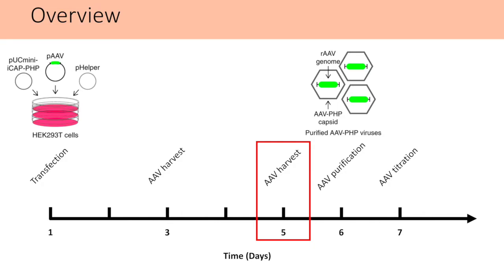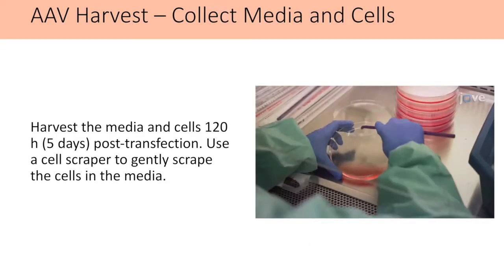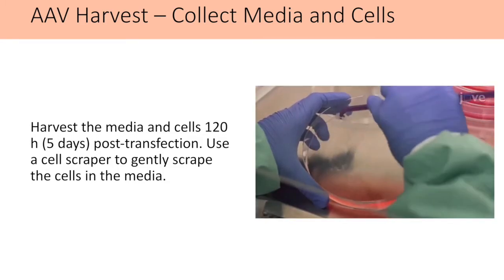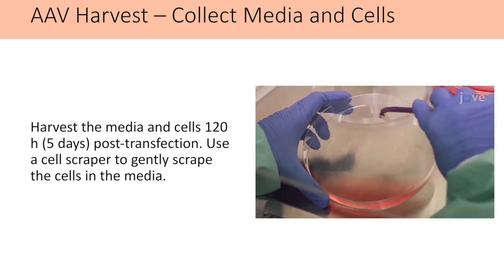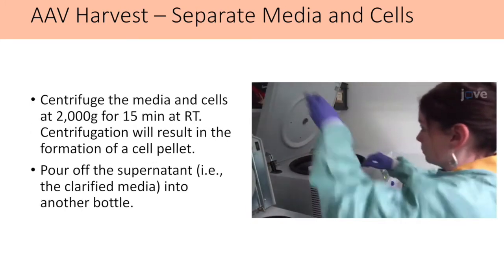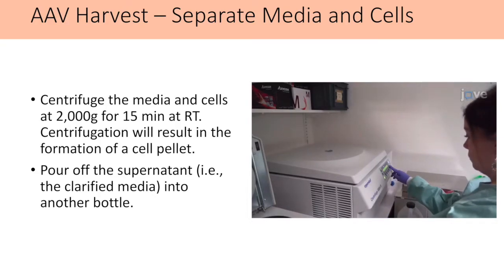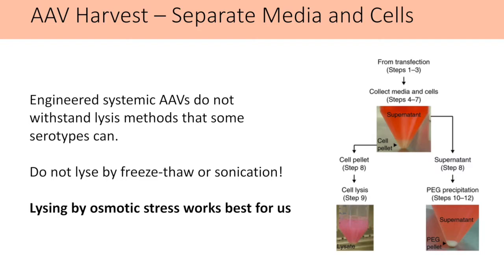Final harvest happens on the 5th day after transfection, and you'll scrape the cells toward you to liberate them from the plate, and then collect them and centrifuge the media and the cells. Supernatant will be combined with that harvested at day 3, and the cell pellet will then need to be lysed.